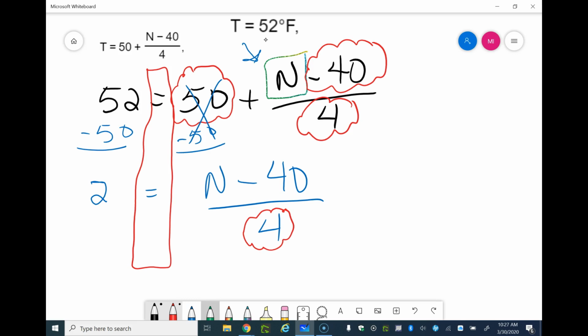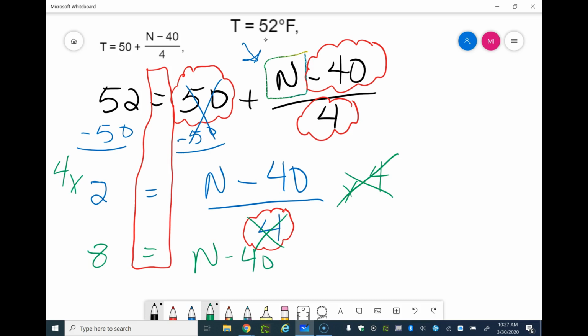So let's do the opposite. What is it doing now? It's being divided by. So what's the opposite of division? It's going to be multiplication. So this way, this one cancels out with this one. And then we're left with, on this side, 8 is equal to n minus 40. And now to bring the 40 over, we do the opposite, last step, we're going to add. And then n equals 48.